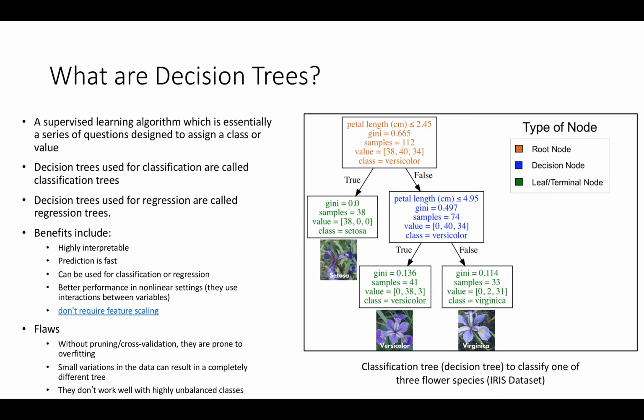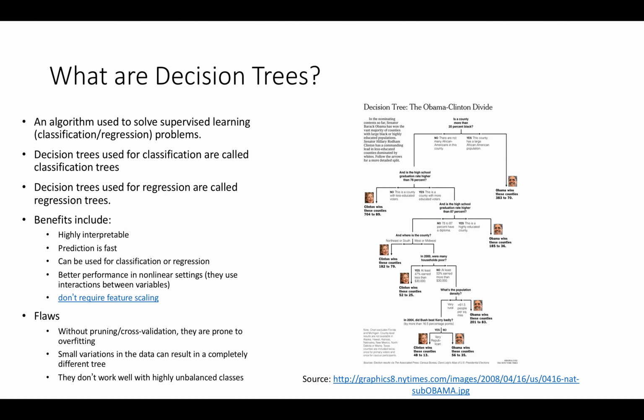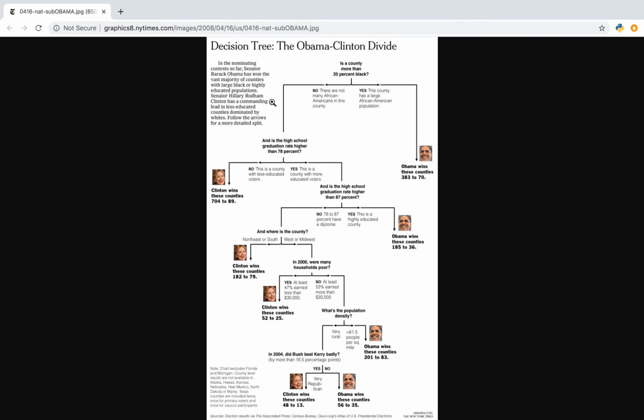What you see on the right side of the screen is a classification tree designed to classify one of 3 flower species. You may have already seen decision trees in your day-to-day life. This decision tree appeared in the New York Times, and it breaks down which county voted for either Obama or Clinton in a particular election cycle. I encourage you to pause the video and look at this decision tree.